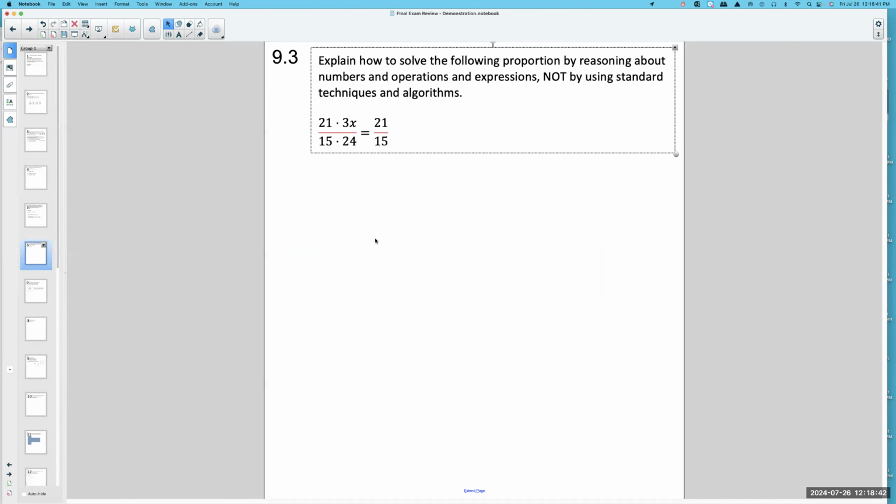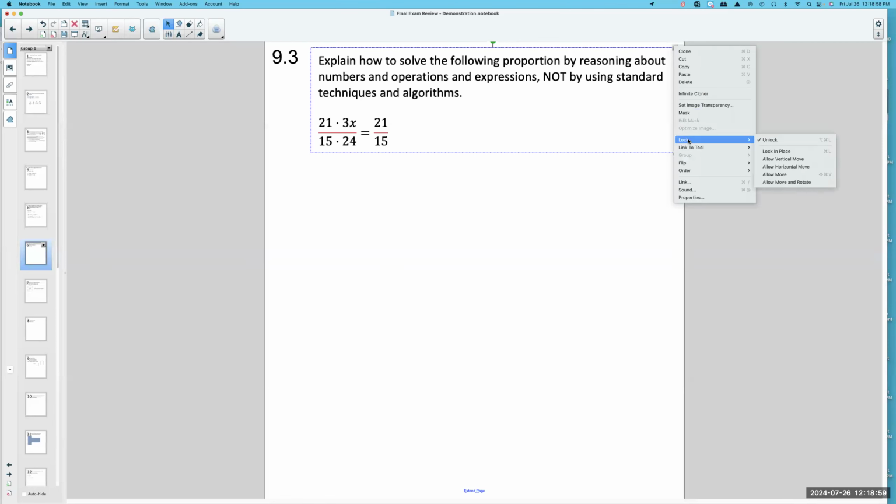Okay, explain how to solve the following proportion by reasoning about numbers and operations and expressions, not by using standard techniques and algorithms. In other words, don't just multiply everything out and then cross multiply and divide and solve for x. That's great, but that's not reasoning about the numbers.